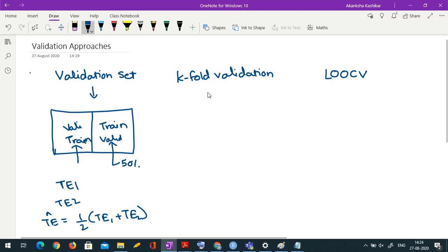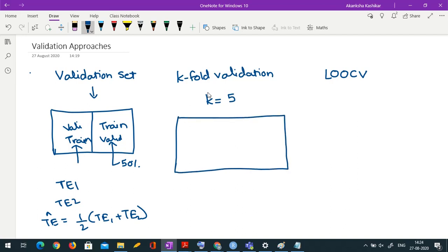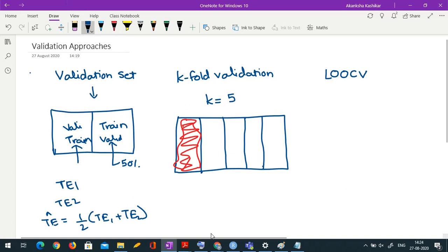So what do we do in the k-fold validation approach? For the sake of convenience, let me take k equal to 5. So I divide my data into 5 equal parts: 1, 2, 3, 4, 5. Assume these parts are equal. Then what I do every time is, in the first iteration, I keep the first part as the test set, the red part, and the rest is the training set. Then on the basis of that, I will get the first estimate of test error. Let me call it T1.